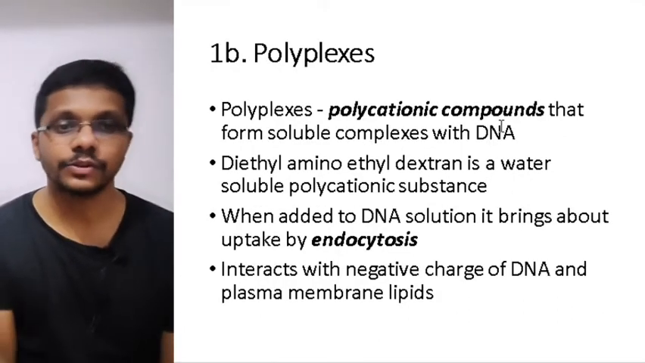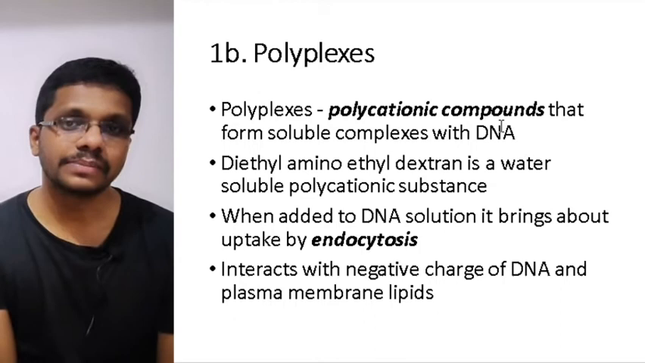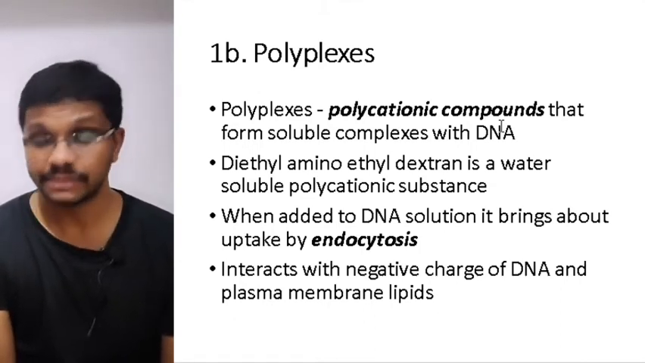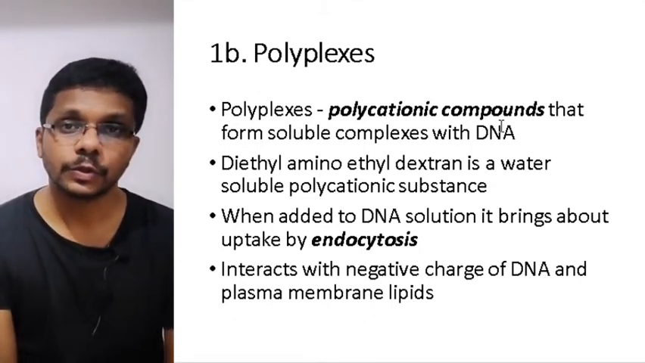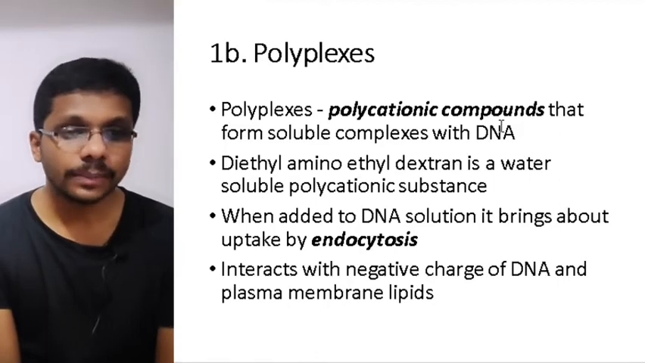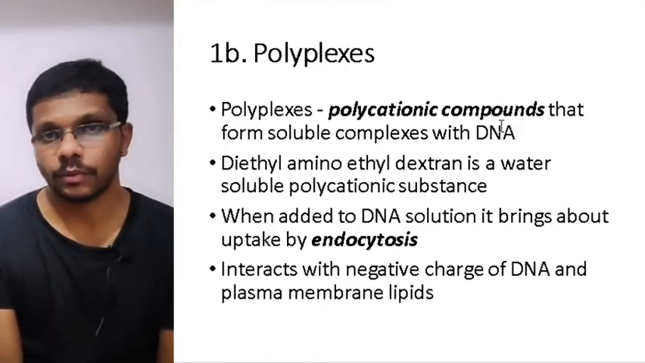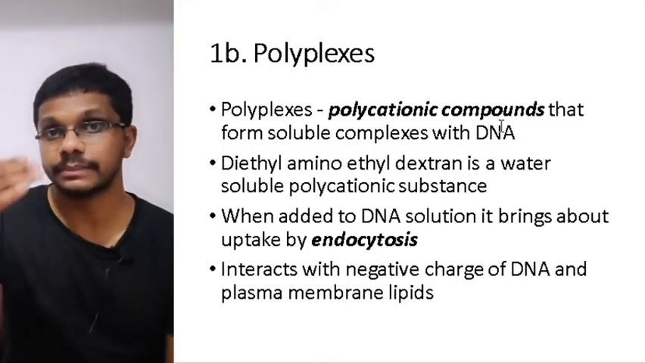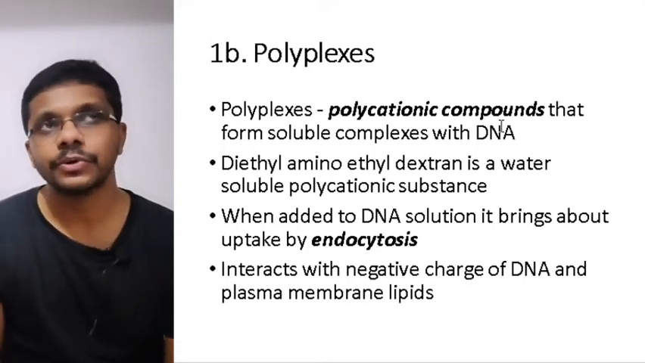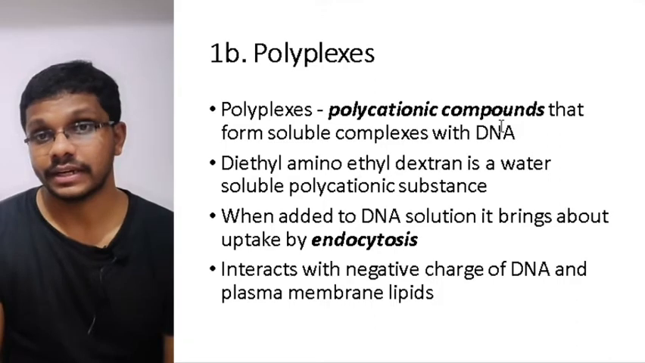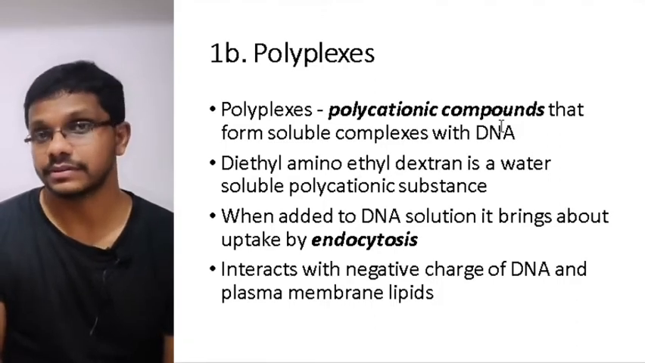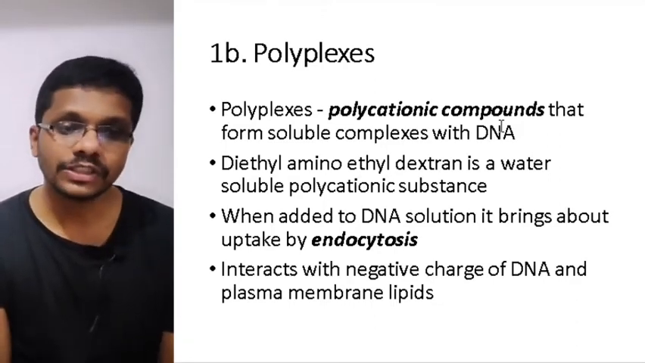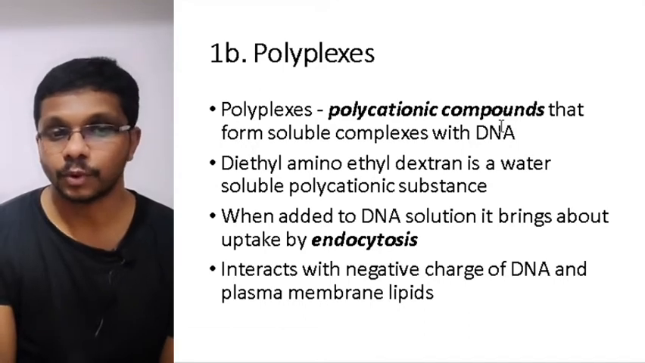Second method is using polyplexes. Polyplex-mediated gene transfer is an efficient method of gene transfer. So what are polyplexes? Polyplexes are polycationic components. Polycationic means they will have multiple positive charges. As we know, the DNA is polyanionic. It has so many negative ions in the form of phosphate. So these polyplexes are actually polycationic components.